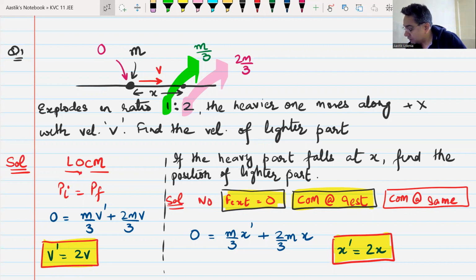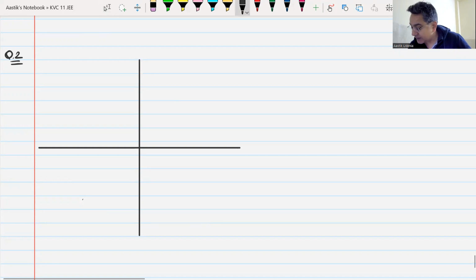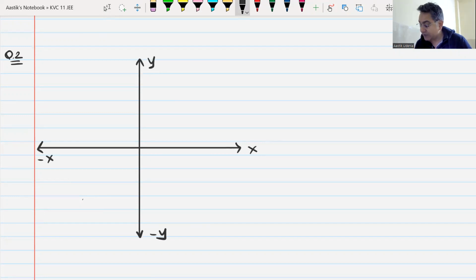Let me make this. Now the bomb could have exploded like this also. As you can imagine, these are your axes given. This is your plus x. This one is your minus x. This one is your plus y. And this one is your minus y. Now the bomb of mass m is here.